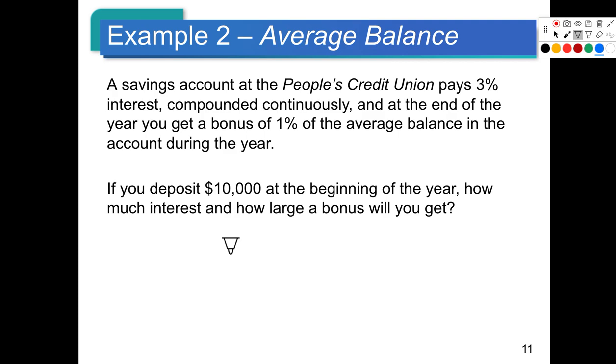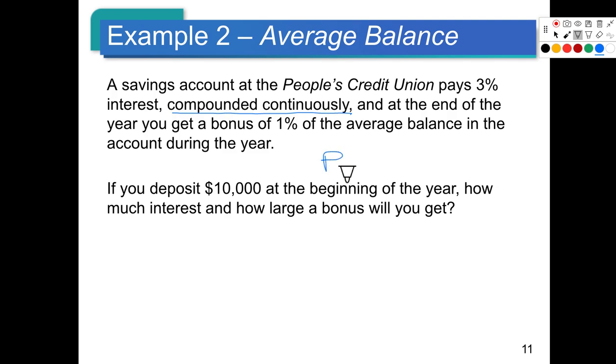Okay. But there's a problem that involves continuous compounding. A credit union pays 3% interest, compounded continuously. And at the end of the year, you get a bonus of 1% on the average balance in the account during the year. This is a place where sometimes they'll average it out. So if you deposit $10,000 at the beginning of the year, how much interest and how large a bonus will you get? So does anyone remember the formula for continuous compounding?